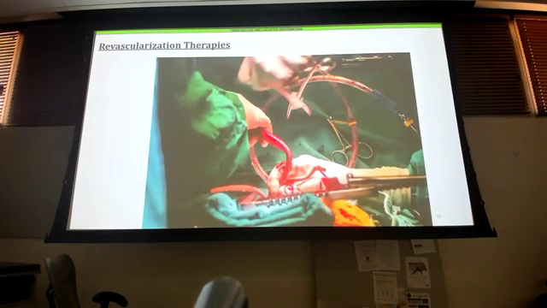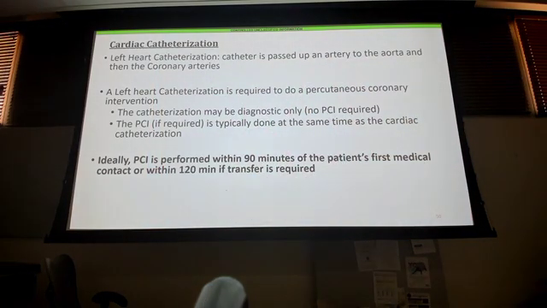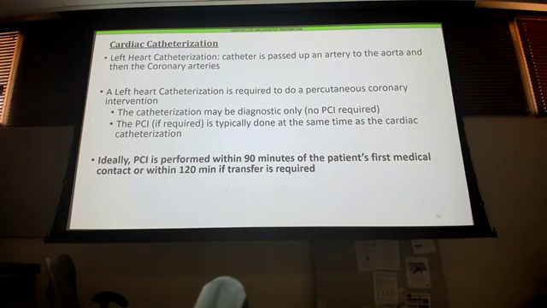But we talked about revascularization therapies. We talked about cardiac catheterization. We talked about, in our previous lecture, the different types of stents that you can get. And we talked about today where the goal, the time hack that we have to shoot for, is that if our facility can do PCI, they are getting up to the lab within 90 minutes of hitting the door. If I have to transfer that patient, then I get 120 minutes to transfer that patient to a facility that can do PCI.